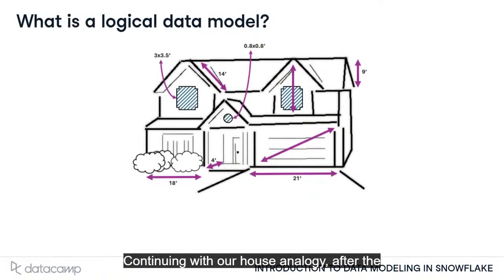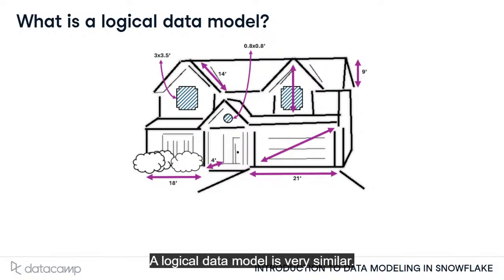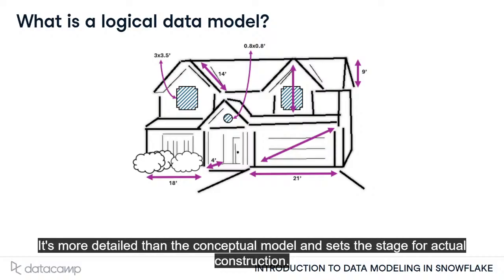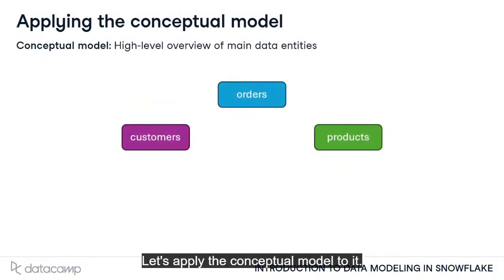Continuing with our house analogy, after the rough sketch, we will need a detailed blueprint with information on room sizes, window placements, etc. A logical data model is very similar. It's more detailed than the conceptual model and sets the stage for actual construction. Remember our e-commerce platform from the previous video? Let's apply the conceptual model to it.